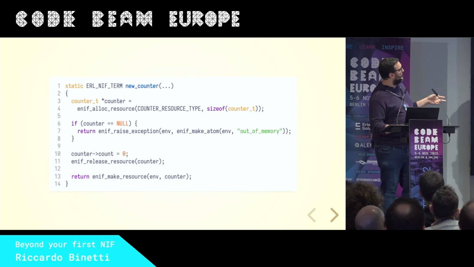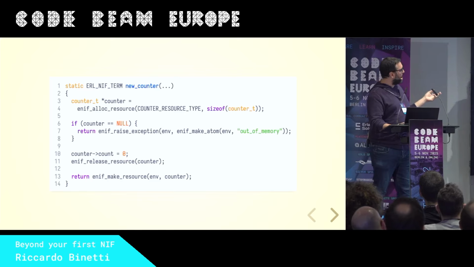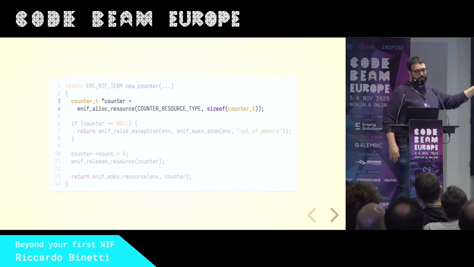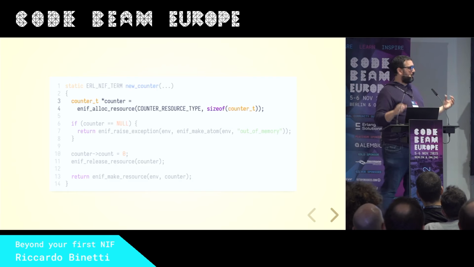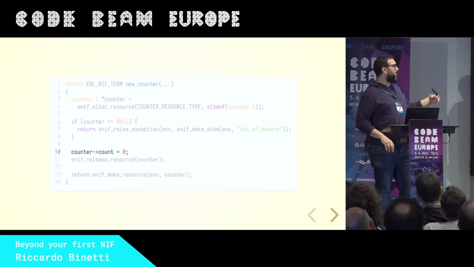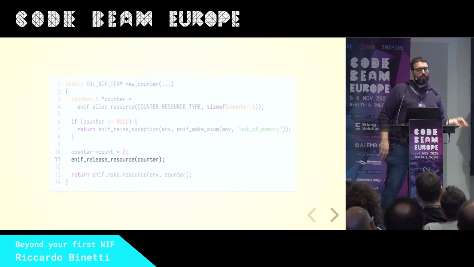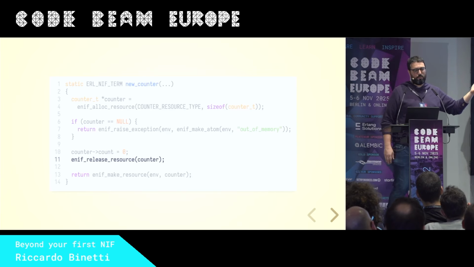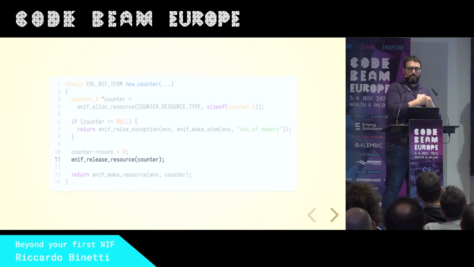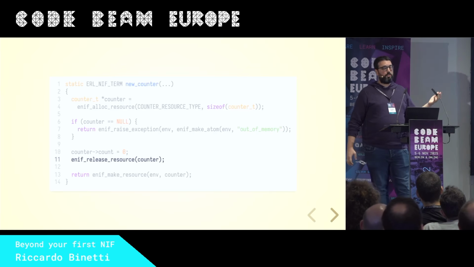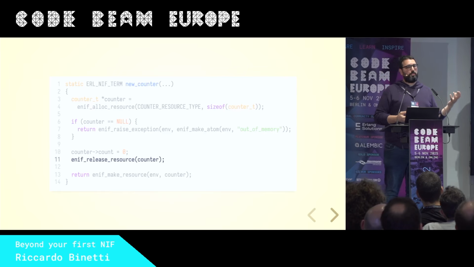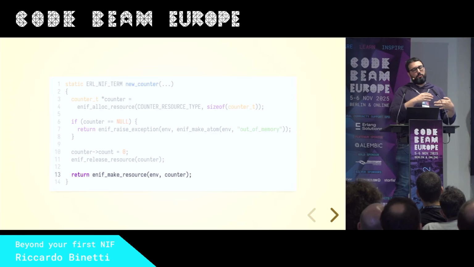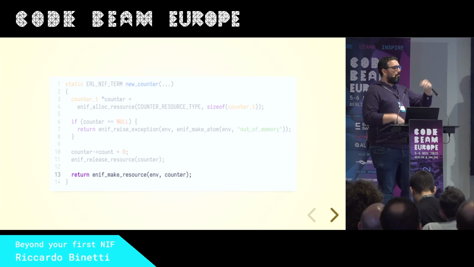Now, our API is implemented like this. First of all, we have the new counter, and we allocate a resource of the specific type that we created before, and that creates the memory space to put our counter into. Then we initialize the count to 0. We call enif_release_resource because in this case, we just want the resource to be handled on the Elixir side. So we're not keeping it on the C side. We just want it to be garbage collected when the term of the resource has no references on the Elixir side. And then we call enif_make_resource, which returns a ref, which is going to be passed around and back into our NIF.